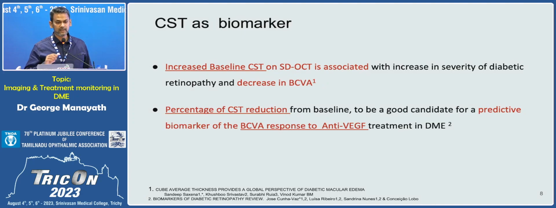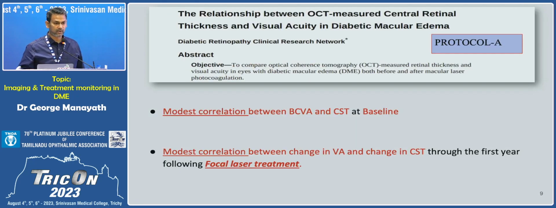It has been shown that the central subfield thickness percentage reduction is predictive of the visual gain after anti-VEGF therapy. That is, CST reduction is predictive of the visual gain. How far this is true, let's see. Protocol A of the DRCR network shows that with focal laser treatment, there is at best a moderate correlation between the vision and CST changes.